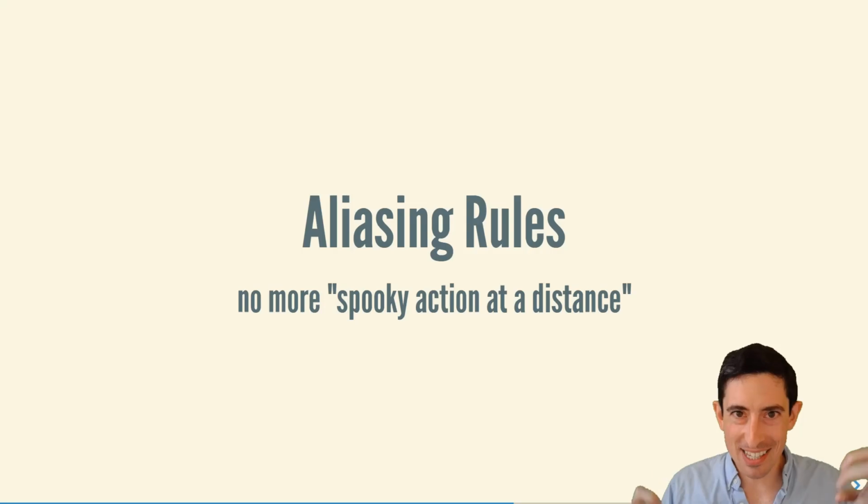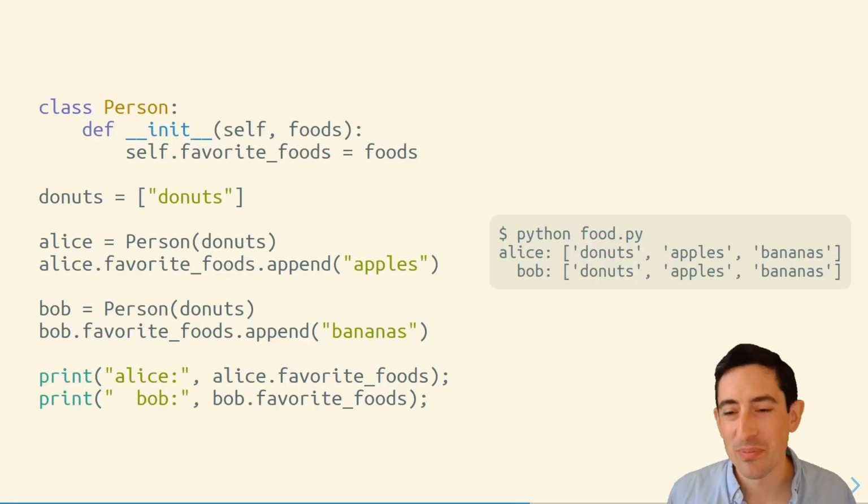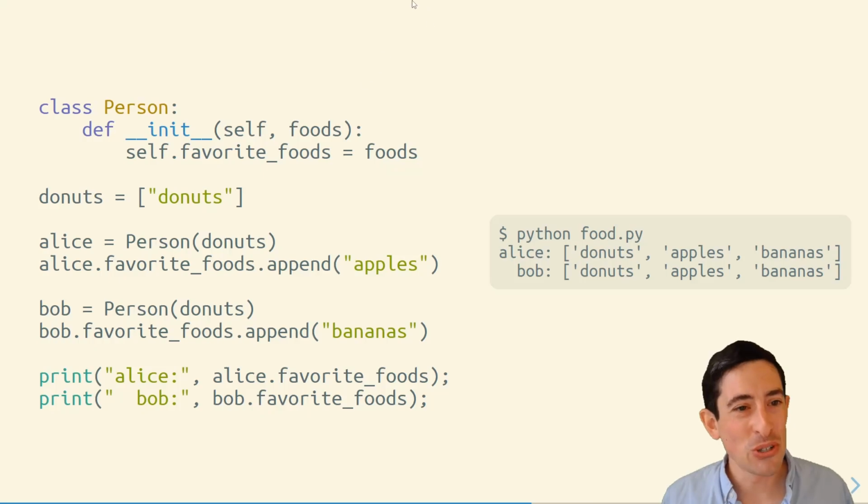Spooky action at a distance. What do I mean by that? How do aliasing rules help us catch that? We have all written this bug, right? Anyone who's used really any language in the managed languages or C or C++ has written this bug. What have I done?